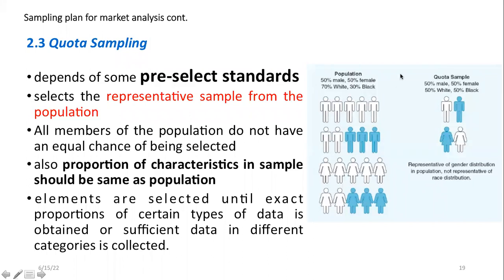50-50, so equal characteristics. Elements are selected until the exact population of certain types of data is obtained, or sufficient data in different categories is collected, right? Here we use this type of method in quota sampling. In university student selection, representation of the population is there. Lanka district ජනගහනය අනුව තමයි අපි quota එක තීරණය කරන්නේ. You have that experience. That is quota sampling.